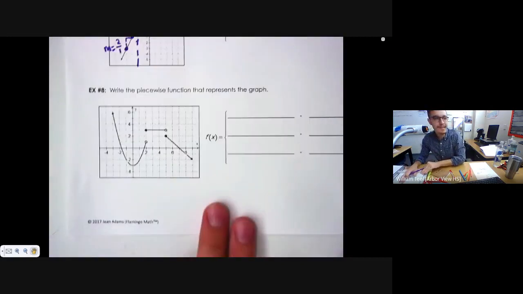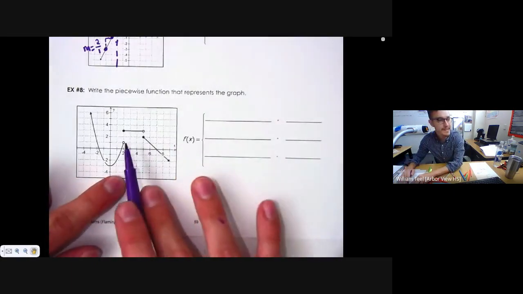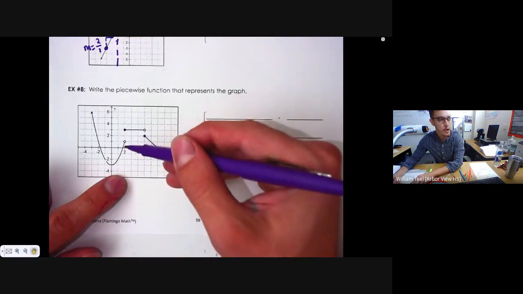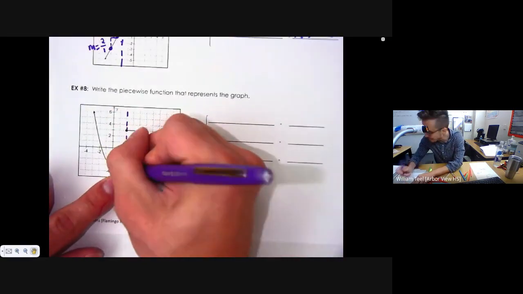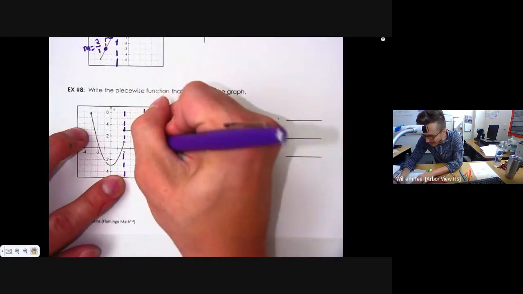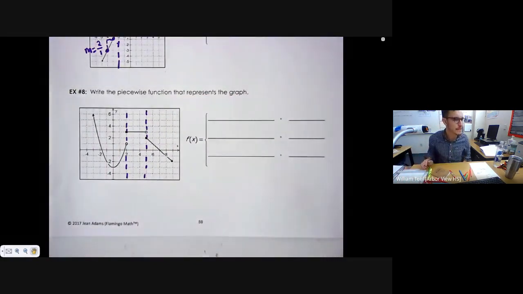All right, last example, example number 8, we're going to write the piecewise function that represents the graph. Oh my goodness, we have so much going on here. So I'm going to put a dotted line through wherever I have a solid dot and an open dot. So let's put a dotted line right here because I know I'm going to have some inequalities here. Let me put a dotted line here. So this looks a little different than the last one because this has 2 dotted lines instead of just 1. So this means we're going to have 3 different components of our piecewise function.